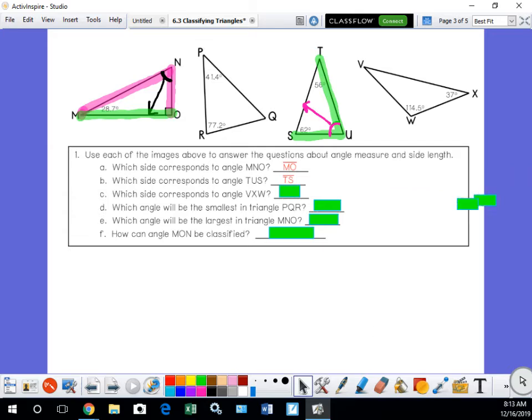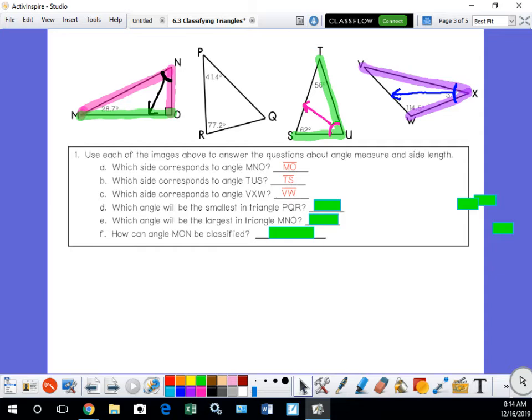All right, our next one says, which side corresponds to angle VXW? So VXW would be talking about this angle here, so angle X, and that's across from this side length here. So our side length that corresponds with that would be side length VW.